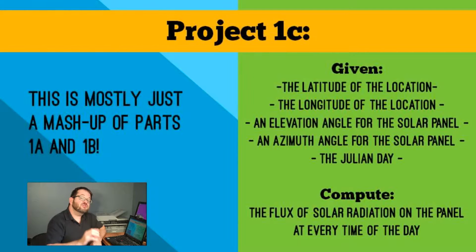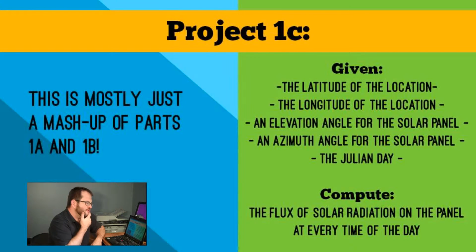From that, compute the flux of radiation on the panel at every time of the day. Not just at one particular time, but for every one of those, whatever it works out to, 1,441 times. You already have calculations that, given the elevation angle and azimuth of the sun, give the power on the panel. You also already have a program that computes the solar elevation angle and the azimuth angle at any given time. You're basically just putting these two things together.